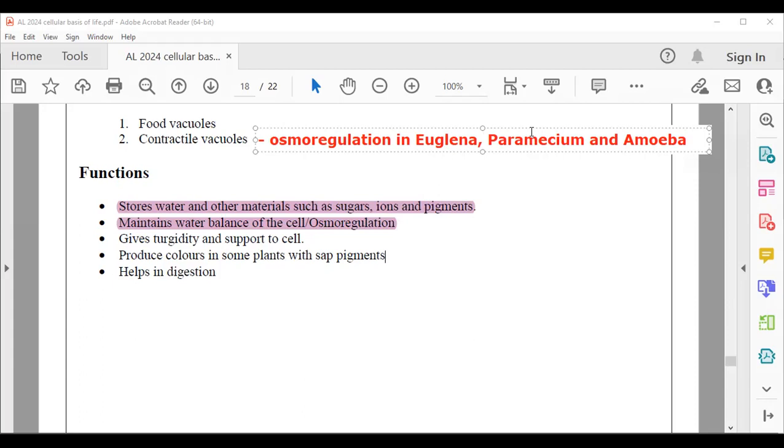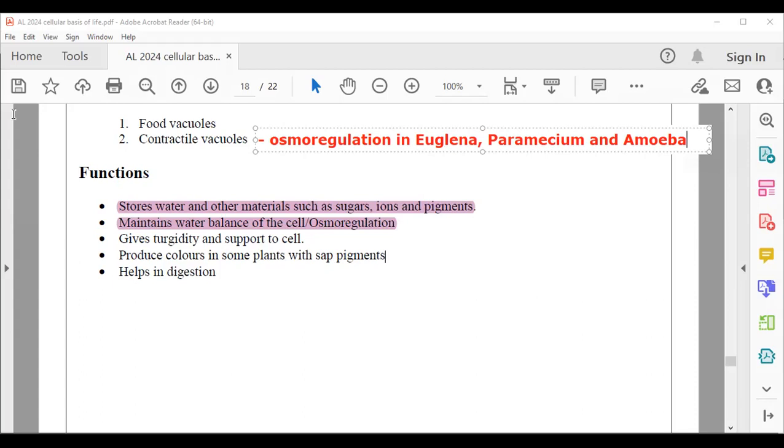Can't you see my screen? Then what have I written for osmoregulation? Euglena, Paramecium, and amoeba. So why are you saying bacteria? Understood? Yes.